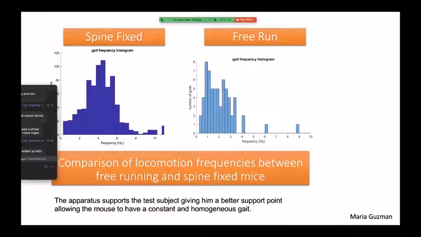So this is some of the data that Maria got. What she quantified here was the gait frequency histogram comparing the free running and spine fixed mice. As you can see, there are some differences in the overall frequency of running between the spine fixed and free running mice. I mean, this just tells us that due to the nature of being spine fixed on the treadmill, there's going to be some slight differences in the way the mice run. So that's where some of the work has been put into, just getting this new system up and running with the less sophisticated treadmill.